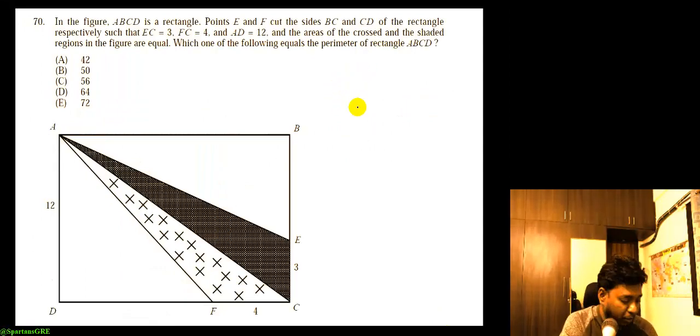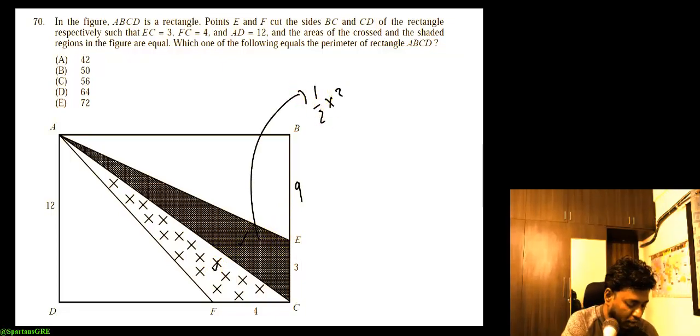In the figure, ABCD is a rectangle. Point E and F cut, everything is given here, right? So this is 3, this is 4, this length is 12, means this length will be 9. And he said the area of the shaded regions are the same. This shaded is equal to this shaded. So let's find the area of this one.